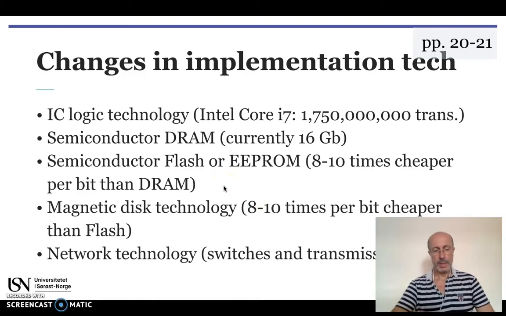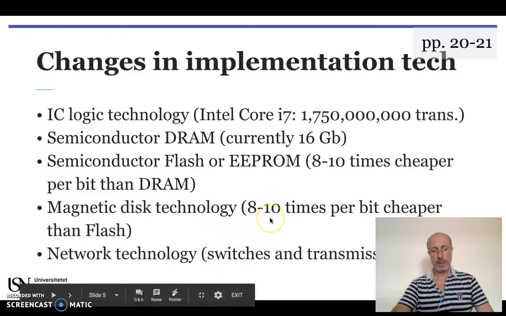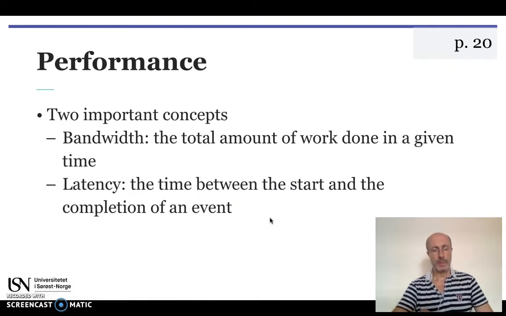Technological developments over the years have had a profound impact in computer design. Billions of transistors per chip are now available from multiple vendors. Dynamic random access memory devices go up to 16 gigabits. And there's a wide availability of flash memory that is 8 to 10 times cheaper per bit than DRAM. Magnetic disk technology, on the other hand, is even cheaper, and network technologies have seen great improvements.